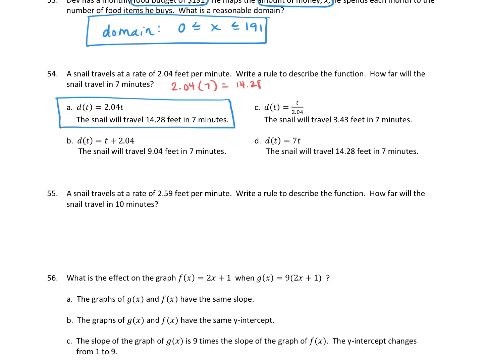All right, number 55 is our follow-up question, very similar to what we just did. A snail travels at a rate of 2.59 feet per minute. Write a rule to describe the function. How far will the snail travel in 10 minutes? So I can just kind of model what we did before. Our distance that the snail travels in t minutes is 2.59 times t, our number of minutes.